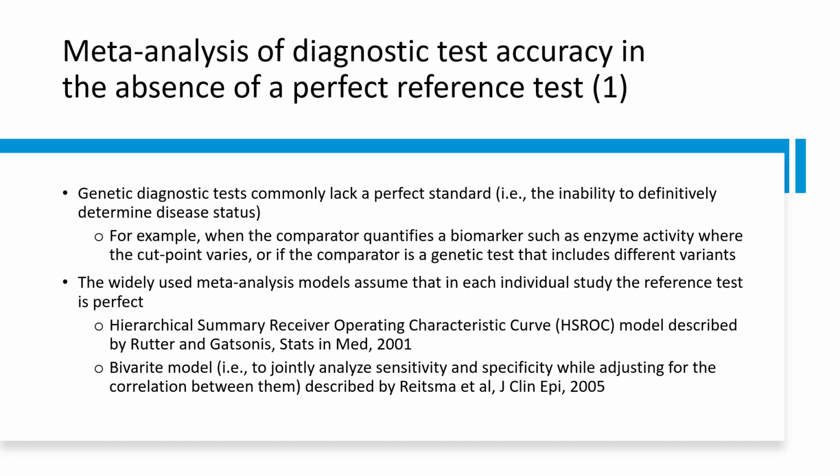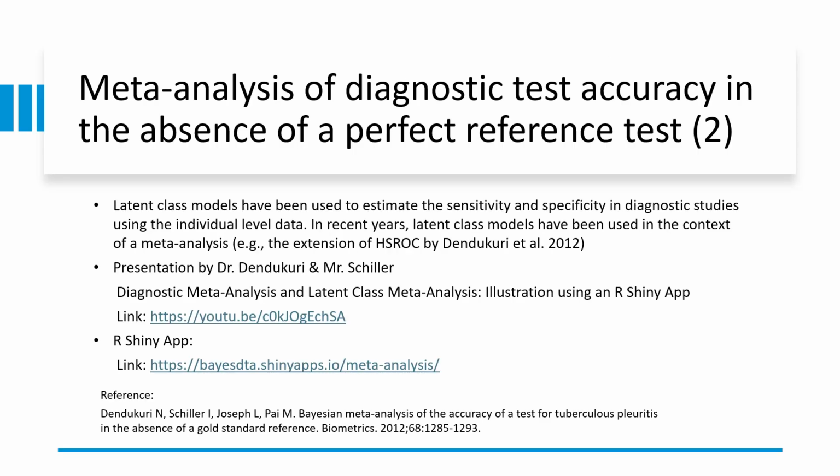or false negatives. Dendukuri and colleagues extended the HSROC model and developed a Bayesian latent class meta-analysis model in the absence of a perfect reference test. This model can adjust for the imperfect reference tests and the conditional dependence between tests. In addition to estimating the sensitivity and specificity of the test under evaluation, these models can also be used to obtain estimates of the sensitivity and specificity of the reference tests, the magnitude of conditional dependence, and the true disease prevalence.